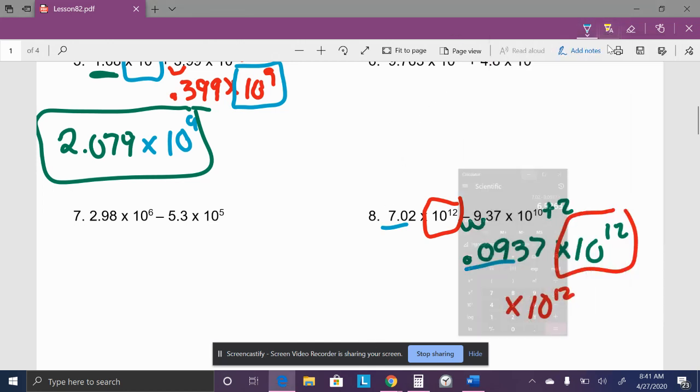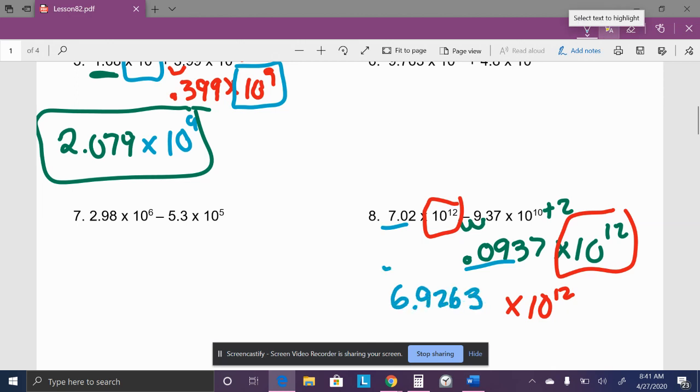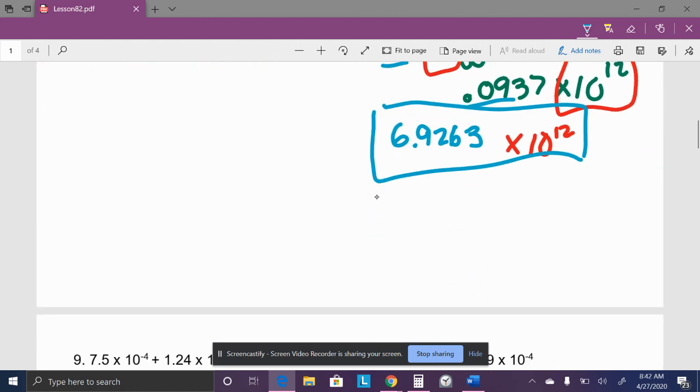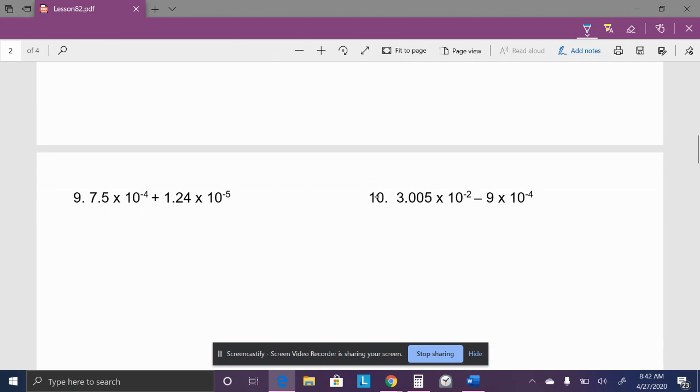6.9263. And there we go. We have a number in scientific notation, only one non-zero digit before the decimal. All right, so this one, when I had to increase by 2, I had to move the decimal over by 2. Let's look for another one.